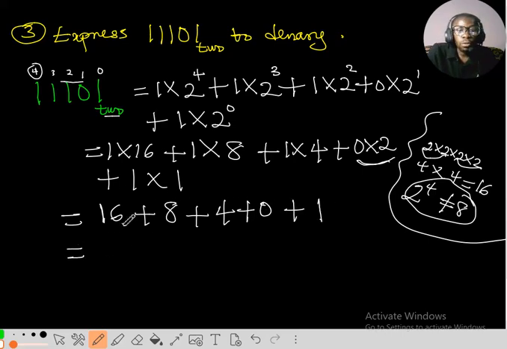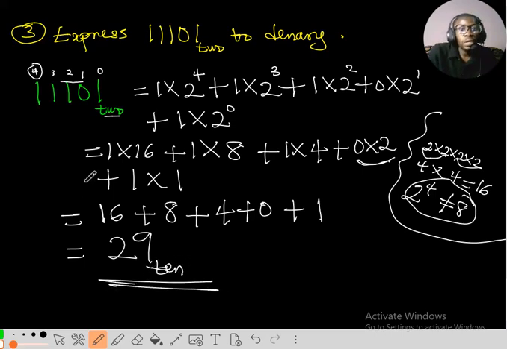So all I need to do here is add all these numbers together, and you are through with the conversion of that number to denary. So 16 plus 8 will give 24. 24 plus 4 will give 28. 28 plus 0 is still 28. Then 28 plus 1, 29. So this is now 29 base 10. So you have converted or expressed 11101 base 2 to base 10.